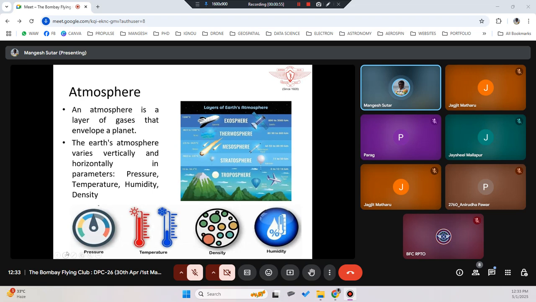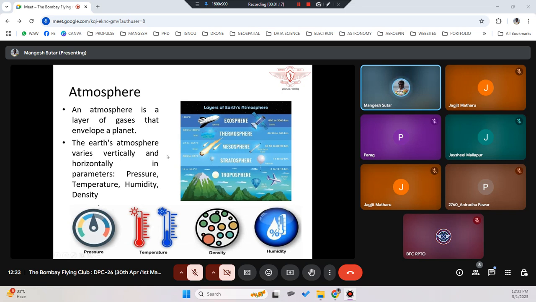When we talk about weather and meteorology, atmosphere is the thing that comes into the picture. And atmosphere is a layer of gas that envelops the planet. So, a layer of gases. That means there could be nitrogen, oxygen, hydrogen, carbon dioxide. All these gases make our atmosphere.